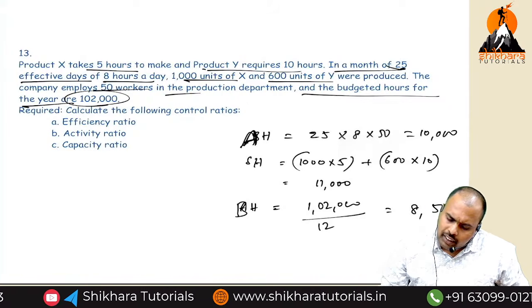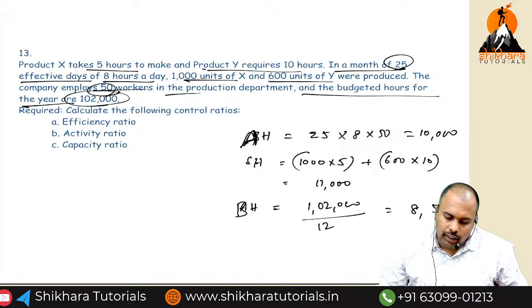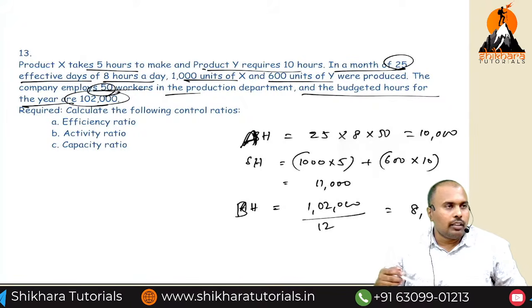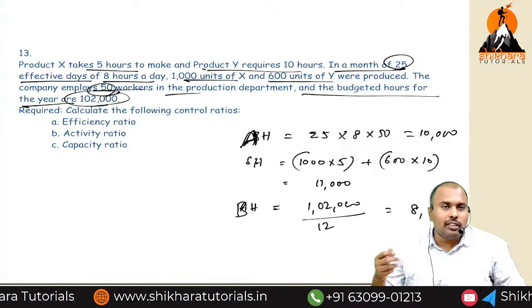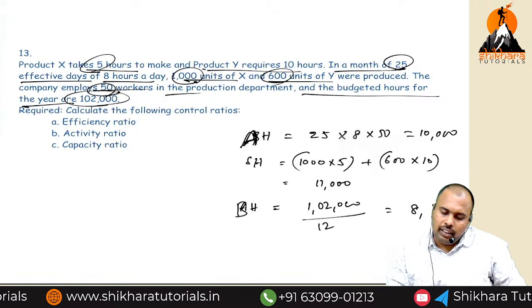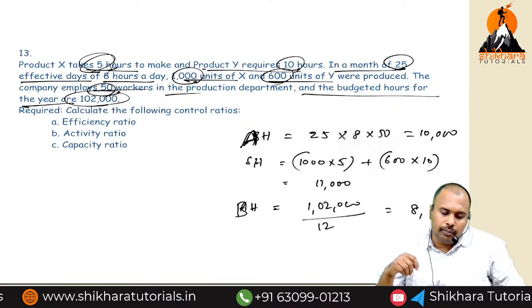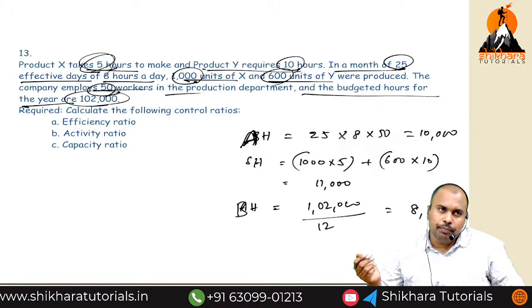See, why am I taking these as actual hours? Because they told that the 50 workers were employed in the production. Understand? Actually, the 50 people are working for the work, right? Standard hours is always for actual production. Actual production is 1000 units and 600 units, and they have given standard hours to make each unit. That is SH.